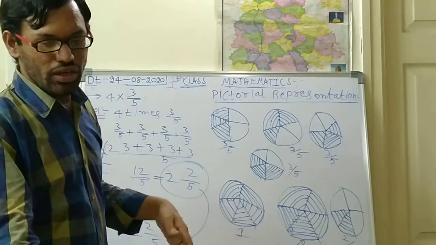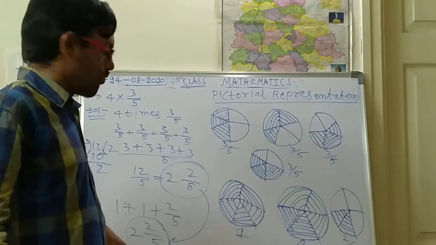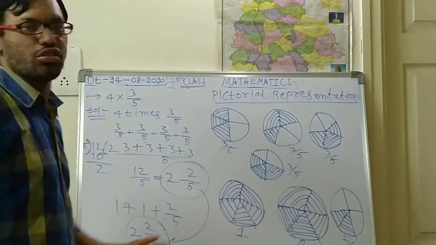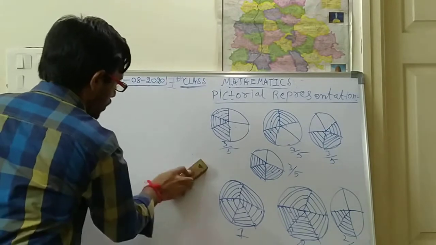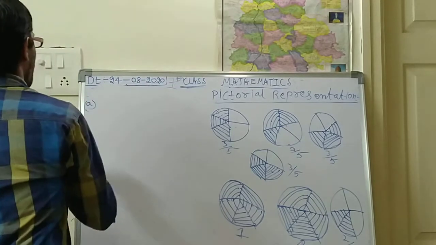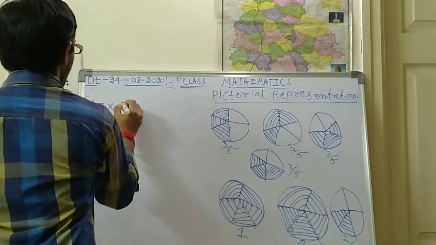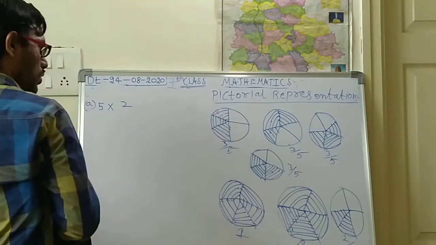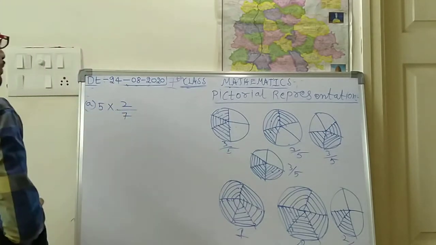Now I will give you some problems to do as multiplication. Try to do them as homework. First you do like this, and afterwards the pictorial representation should be there. First, problem A: 5 into 2 by 7.